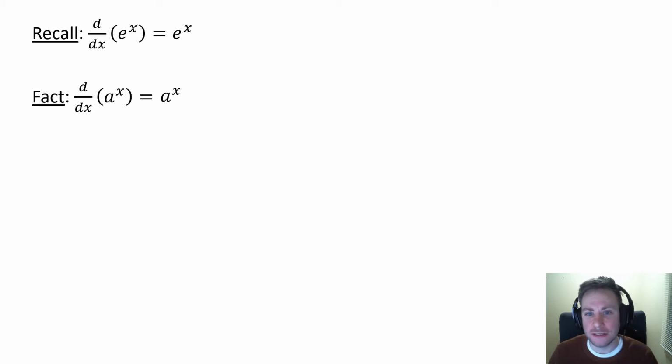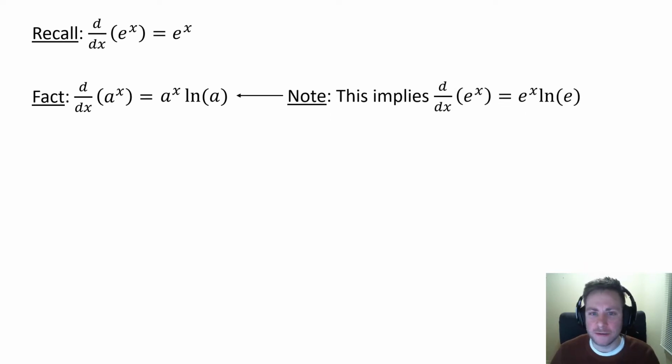the derivative of a to the x is a to the x. And you'd be almost right, but you also need to multiply by the natural log of a. Notice this formula would imply that the derivative of e to the x is actually e to the x ln e, which initially looks different from the formula we came up with before, so let's make sure this doesn't contradict our findings from the previous video.